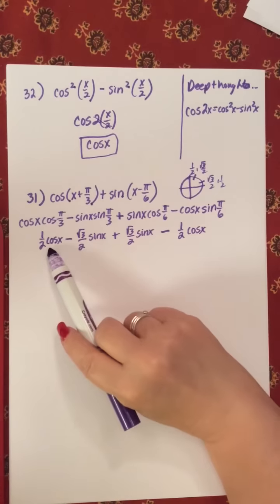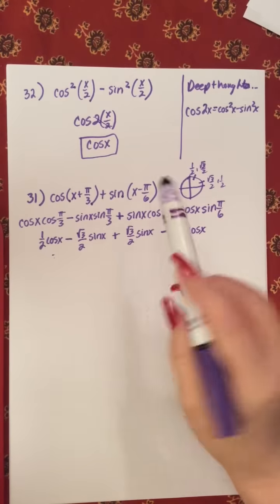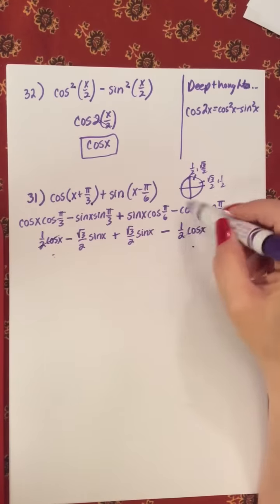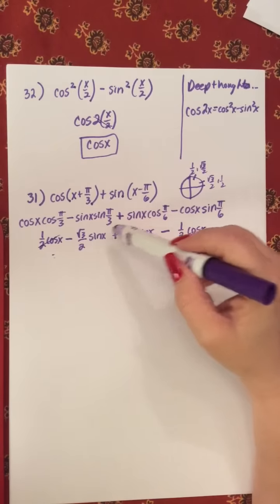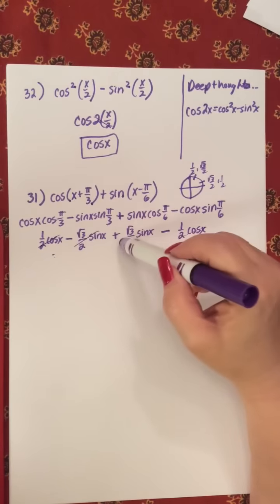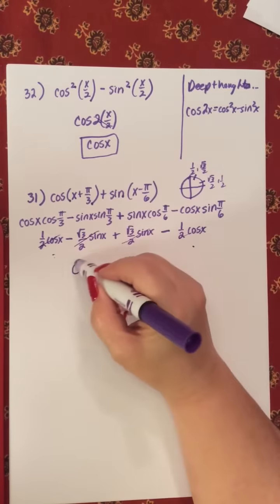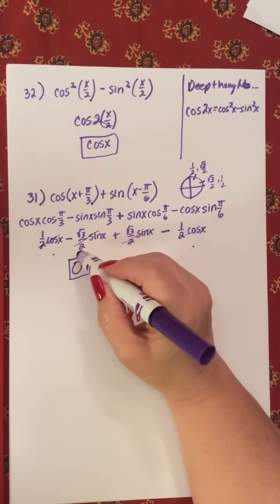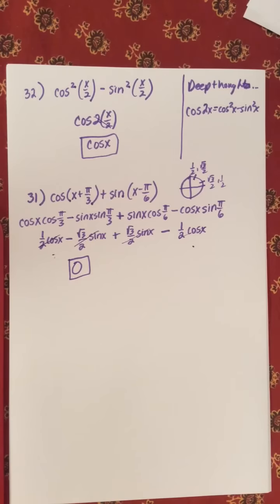Look what happens. 1/2 cosine x minus 1/2 cosine x, they just cancel out. Negative square root of 3 over 2 sine x, positive square root of 3 over 2 sine x, they just cancel out. So your answer to this problem is just 0. This is so much fun, though.